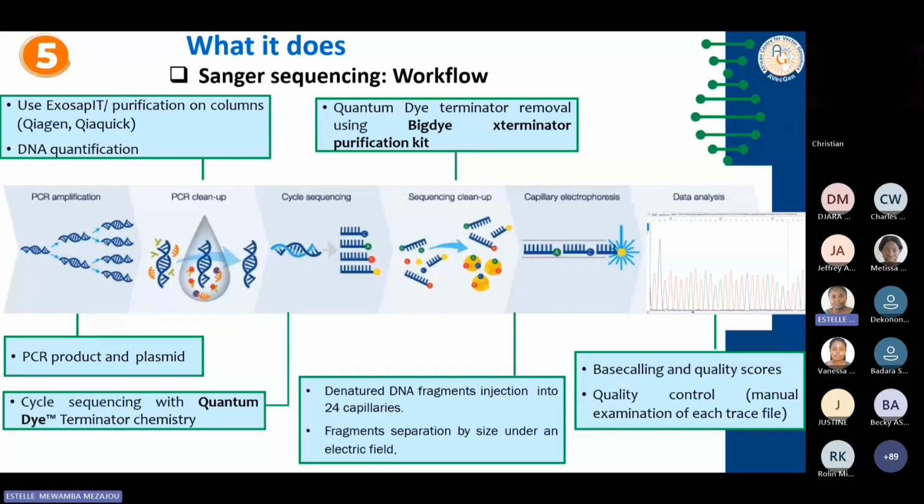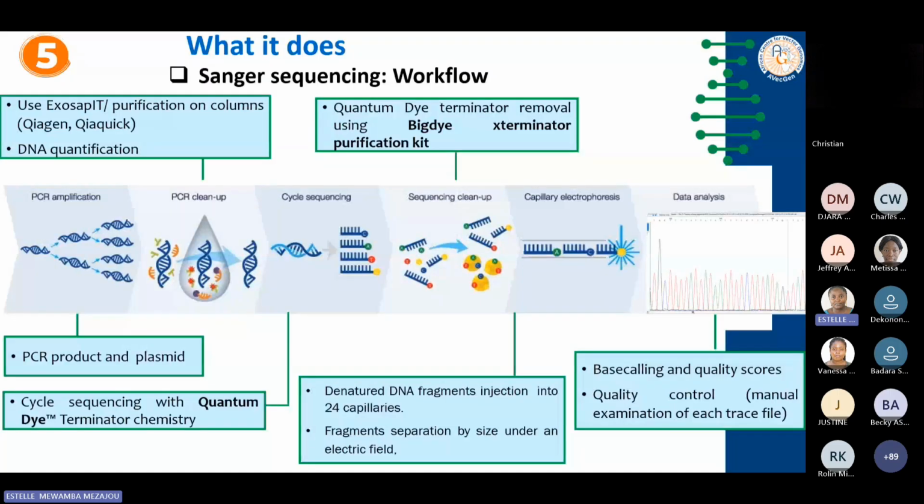So how does Sanger sequencing work? What is the workflow? First of all, you need to have your PCR product or plasmid, depending on what you are starting with. If you are starting with PCR products, you need to clean up your PCR product using Exosap IT kit or a purification kit. And once you have those purified products, you pass to the next step, that is cycle sequencing, in order to generate your fragment that will be fluorescently labeled at the end. And here the chemistry we use is the quantum dot terminator chemistry. We have several others. That's the one we are using.